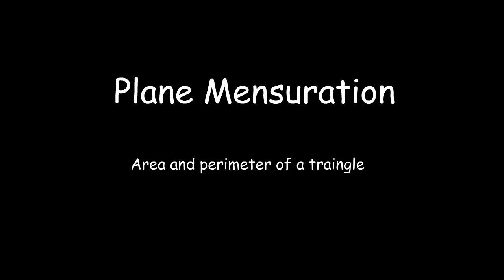Today we'll be continuing our discussion on plane mensuration, and we'll be discussing the area and perimeter of a triangle. Now we have a diagram of a triangle. For the very first part, our perimeter is simply the sum of all the sides, which makes our perimeter equal to a plus b plus c.